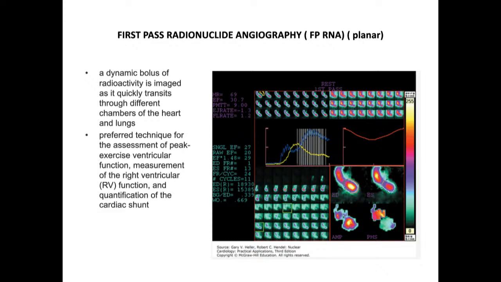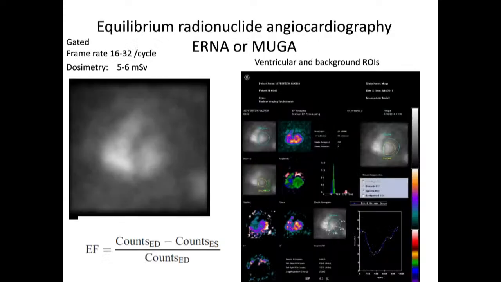This could be done associated with exercise. As a matter of fact, the first attempt to do an exercise stress test was using RNA rather than echo. MUGA is something that we still do occasionally. I believe we did about 6 cases last year.